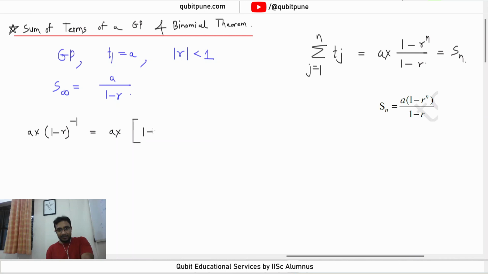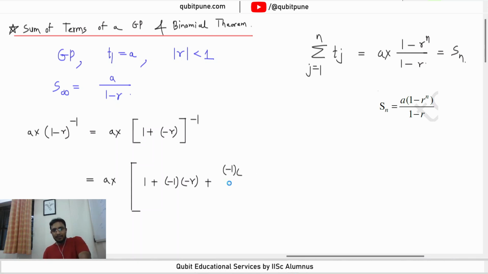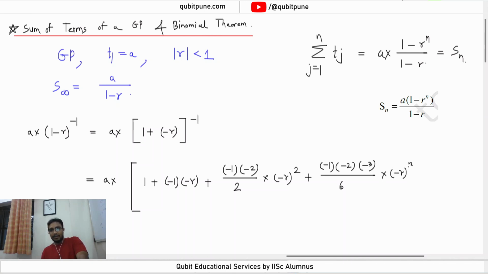Okay, let us first write it as 1 plus negative r raised to minus 1. For my convenience, I have done that. So here, it will be 1 plus nx. So minus 1 into minus r plus n into n minus 1 by 2 factorial, or 2, into negative r squared plus n into n minus 1 into n minus 2 upon 3 factorial, that is 6, into negative r cubed and so on.